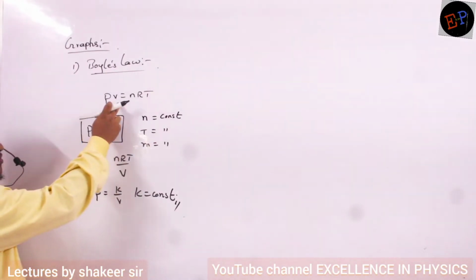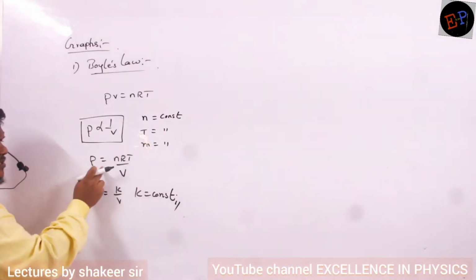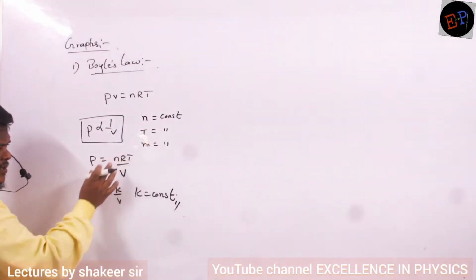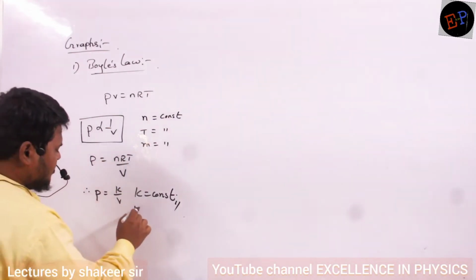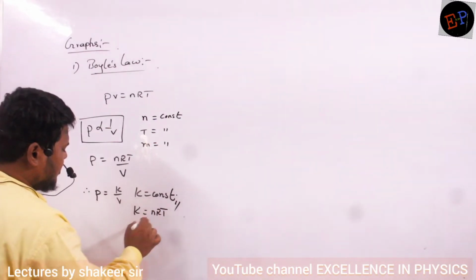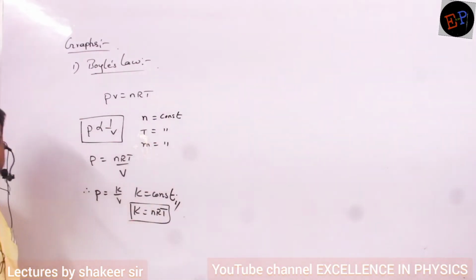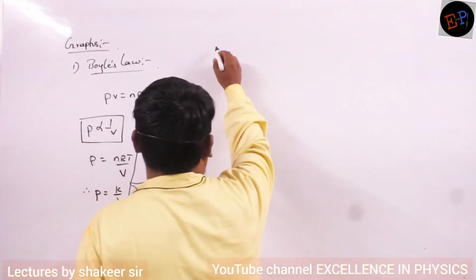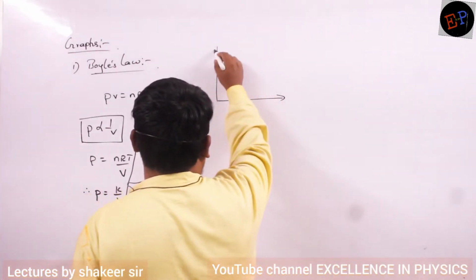So if I take this volume to this side, then the proportionality constant is K, and K is nothing but nRT. So this proportionality constant is nothing but nRT. This is how I can write it, no? Understood, no? Okay.